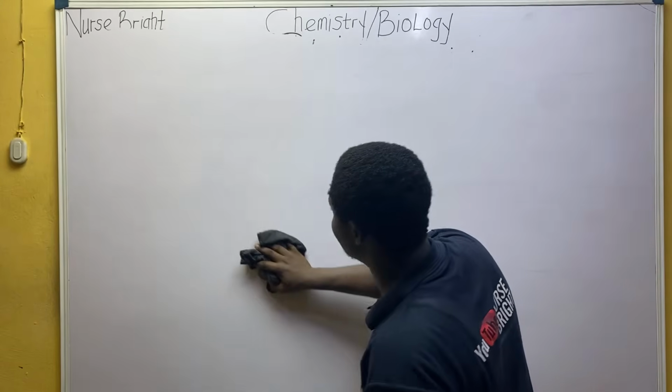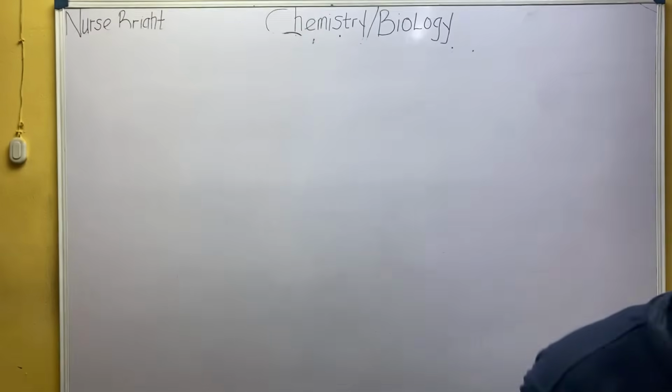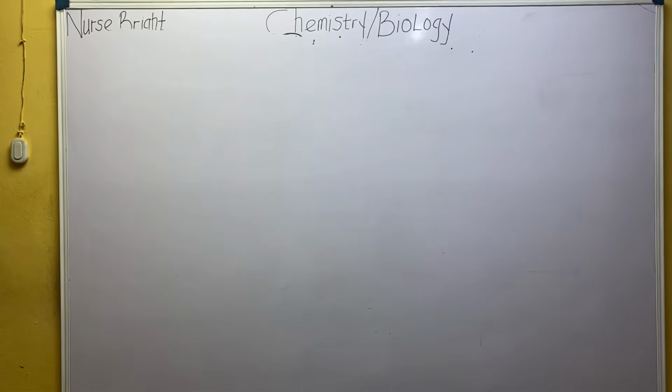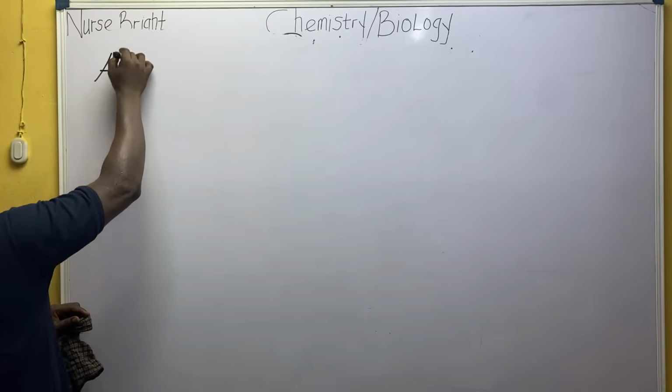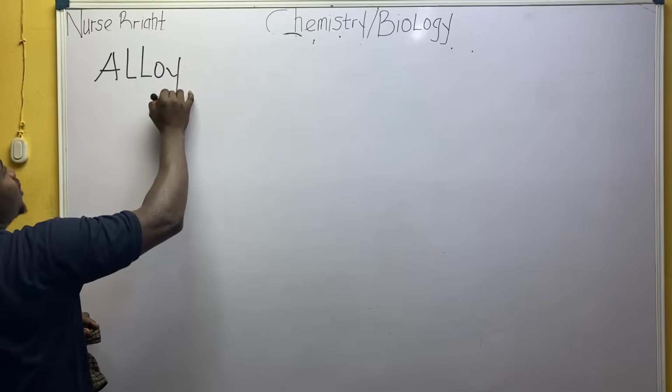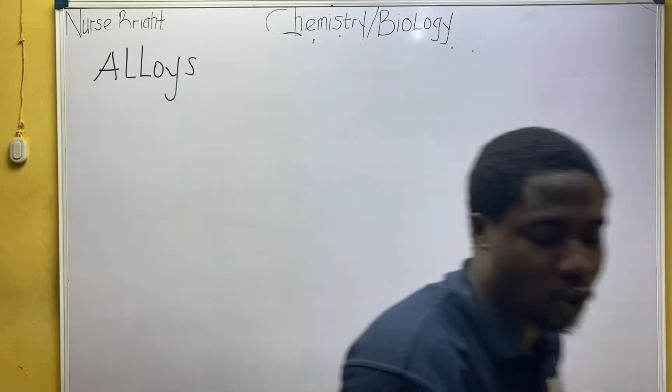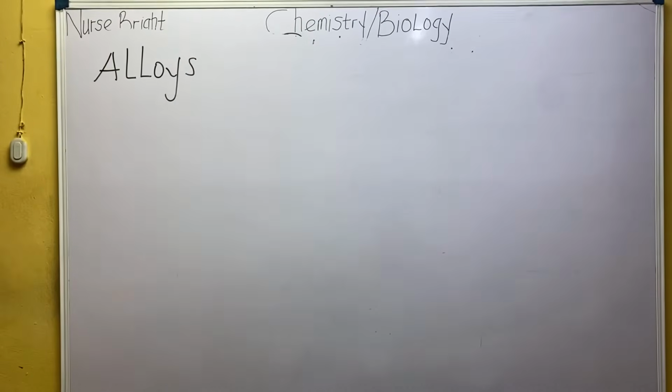Alloys are metallic mixtures, and we have so many of them. As a student, you have to know the common ones that usually come out in the exam. So I'm going to start with these. Alloys are metallic mixtures, made up of metals combined together.